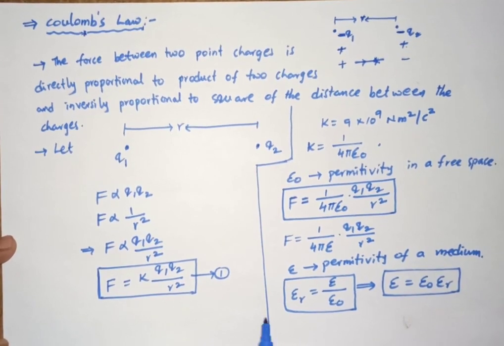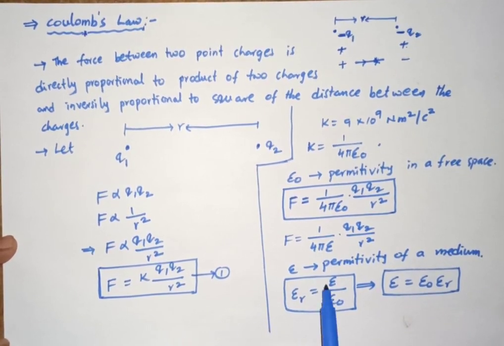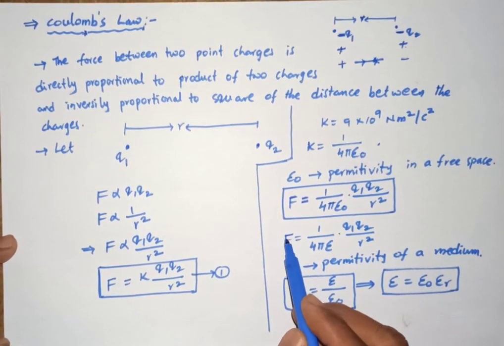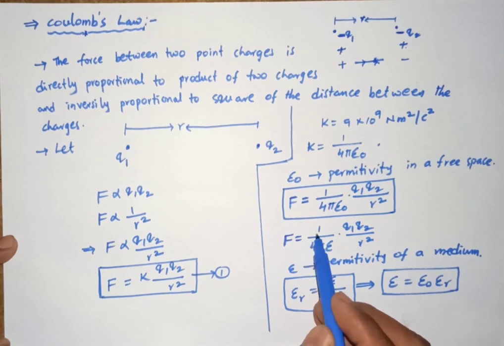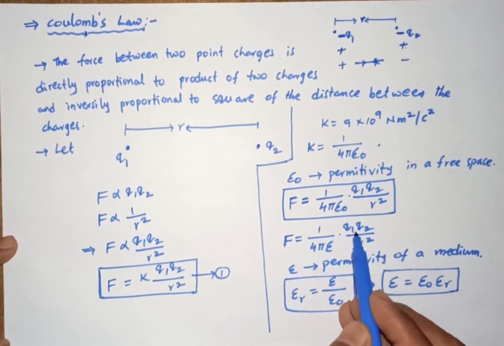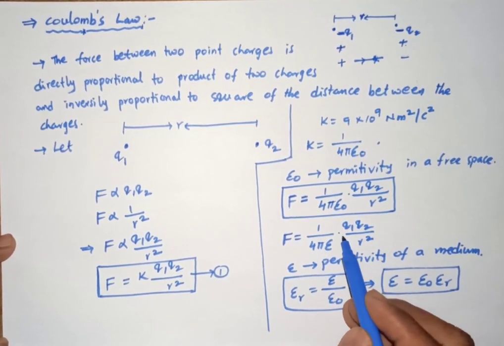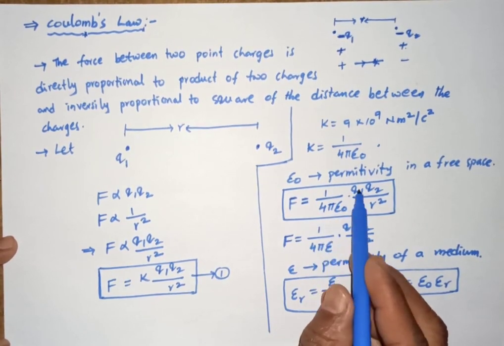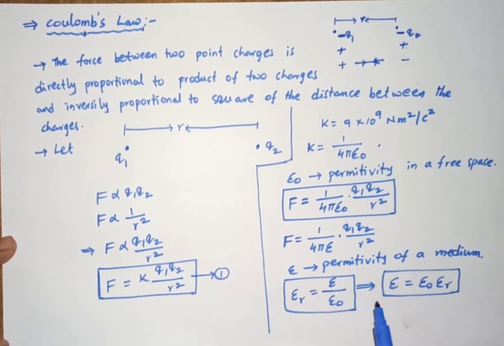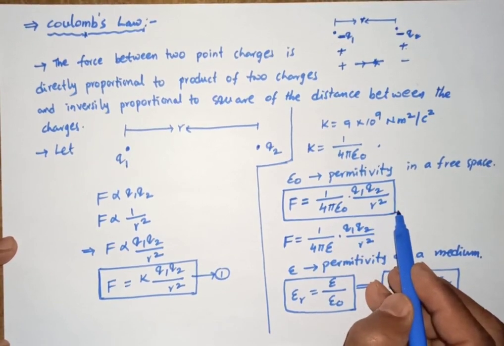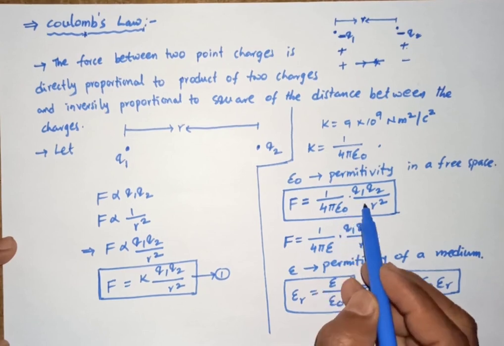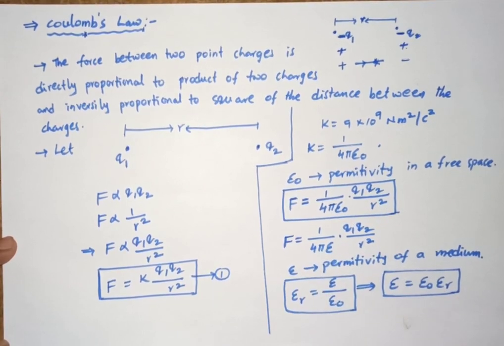This is about Coulomb's law. Coulomb's law explains that in a medium, force equals 1 by 4 pi epsilon into q1 q2 by r square. For charges in free space, force equals 1 by 4 pi epsilon naught q1 q2 by r square.